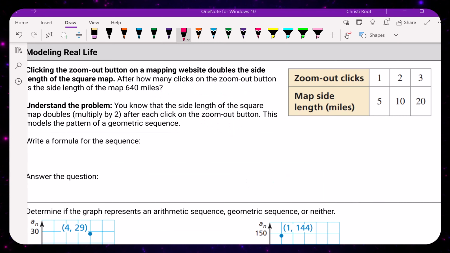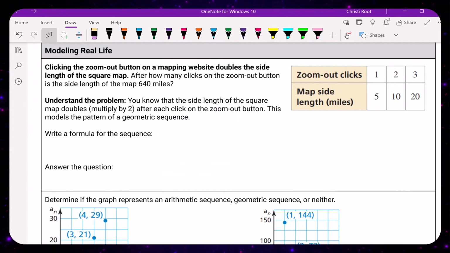Okay, so let's do one that has context to it from real life. It says clicking a zoom out button on a mapping website doubles the side length. When somebody says that they double something, we are multiplying by 2. You can see this in this chart right here. We're going from 5 to 10 to 20. So 5 times 2 is 10. 10 times 2 is 20.